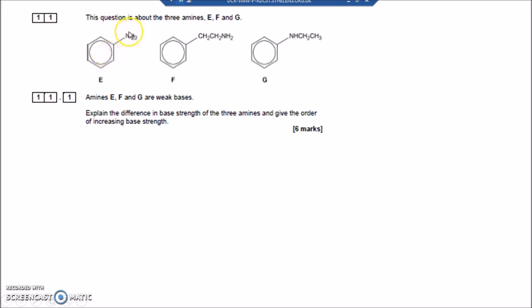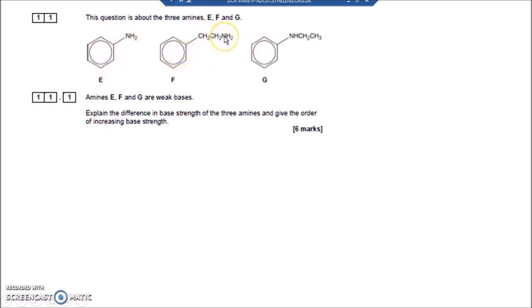Well, on this E, the lone pair of electrons is withdrawn into the ring. A ring will withdraw electrons into it. So the availability of the lone pair of electrons on that NH2, with it being so close to a ring that's withdrawing the electrons, is very small. So if that's not very available, then it's not available to bond to an H plus, and that's going to be a very weak base.